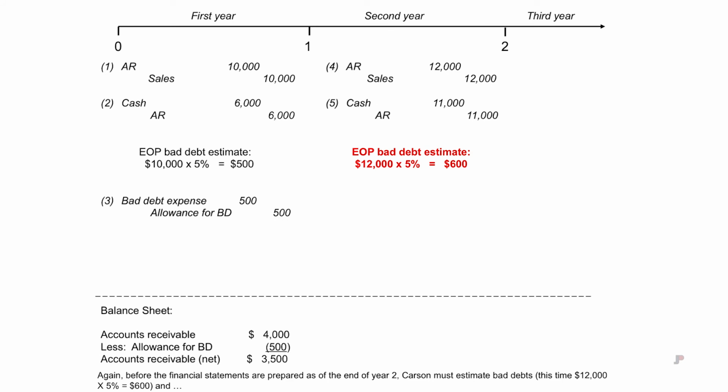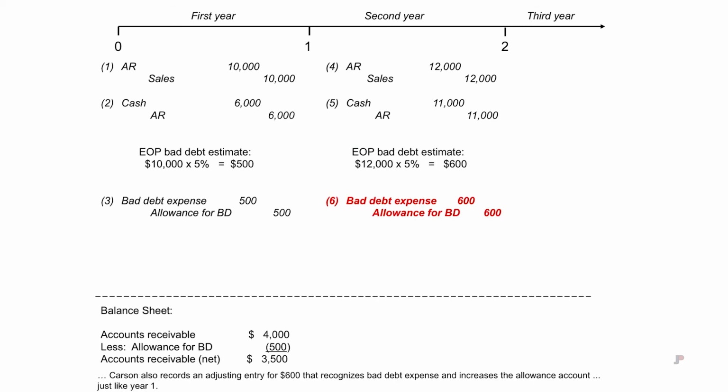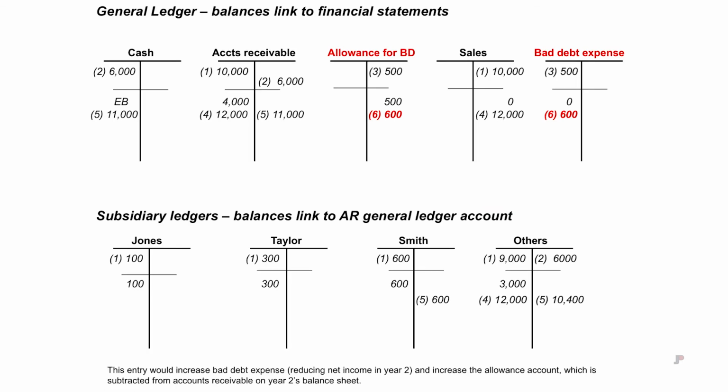Again, before the financial statements are prepared, as of the end of year 2, Carson must estimate bad debts, this time $12,000 times 5% equals $600. And Carson also records an adjusting entry for $600 that recognizes bad debt expense and increases the allowance account, just as it did at the end of year 1. This entry would increase bad debt expense, reducing net income in year 2, and increase the allowance account, which is subtracted from accounts receivable on year 2's balance sheet.